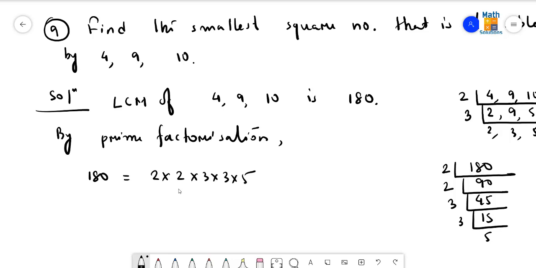So to make it a perfect square, I have to either divide this number 180 by 5 or multiply it by 5. So what is asked? Find the smallest square number that is divisible by these three. If I divide this by 5, then this term 5 will be removed from 180 and it won't be divisible by 10. So I have to multiply this quantity 180 by 5 so that I get the smallest square number that is divisible by 4, 9 and 10.